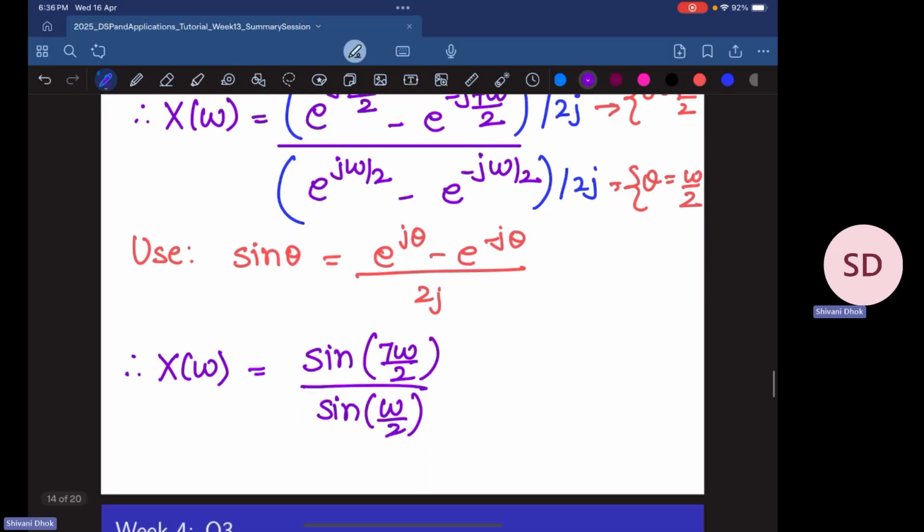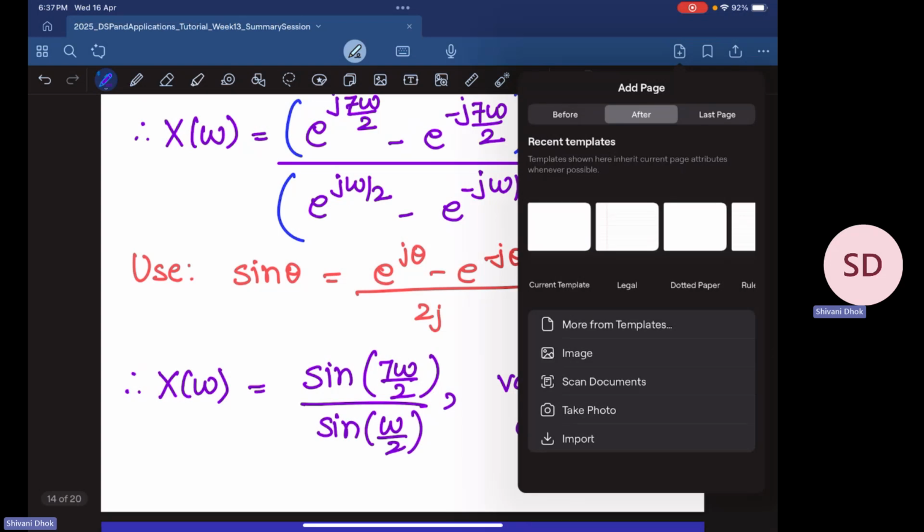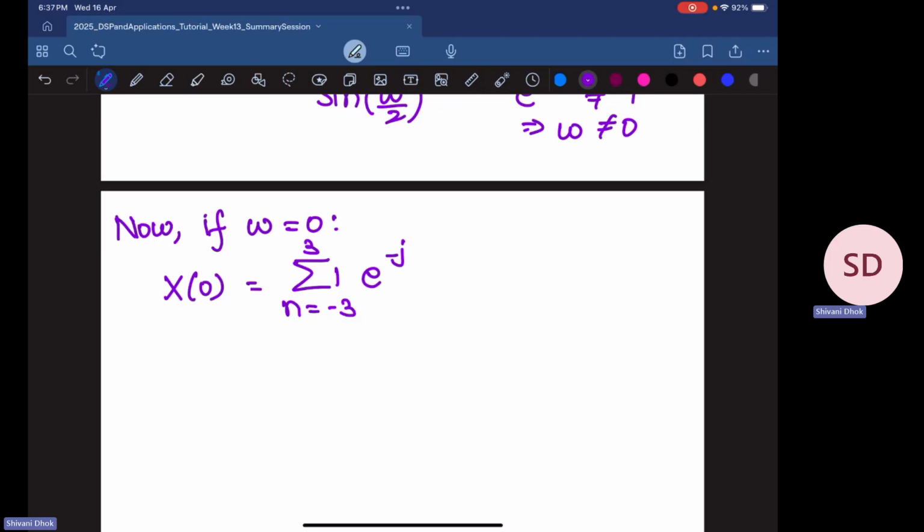And be careful, this is valid if e to the power minus j omega is not equal to 1, which implies that in the unit range of omega, from minus pi to pi, omega is not equal to 0. So this is one case. Now since we don't know what happens for omega equal to 0, let us try to solve it. If omega equals 0, X of 0 becomes the summation n running from minus 3 to 3 of 1 times e to the power minus j 0 times n, which is simply the summation n from minus 3 to 3 of 1. And this, when we simplify, comes out to be equal to 7.